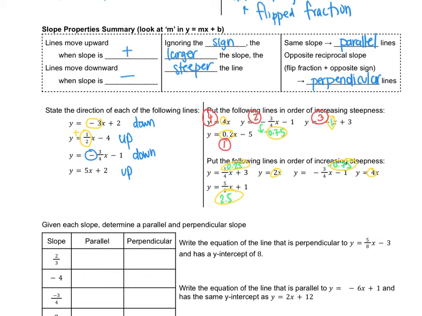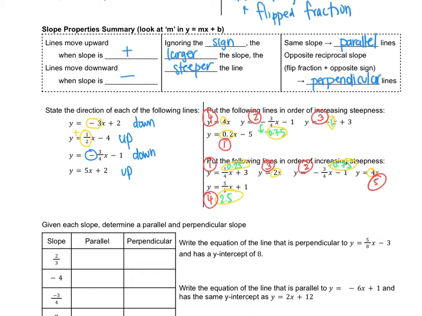All right, so the least steep was the first equation, y equals 1/4 x plus 3. Next, we would go to y equals -3/4x minus 1. Next, y equals 2x. Next, y equals 5/2x plus 1. And finally, y equals 4x.